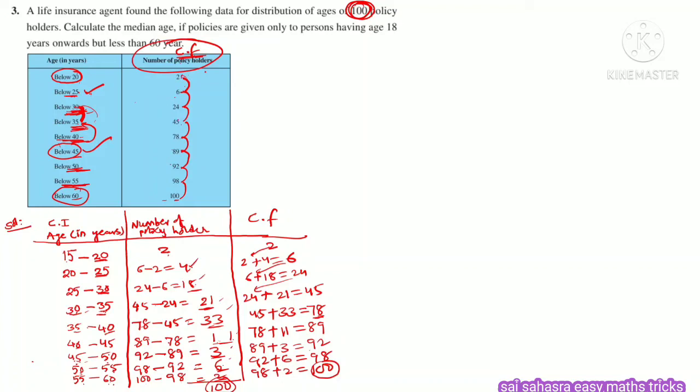You can observe 2, 6, 24, 45, 78, 89, 92, 98, 100. Same numbers: 2, 6, 24, 45, 78, 89, 92, 98, 100.